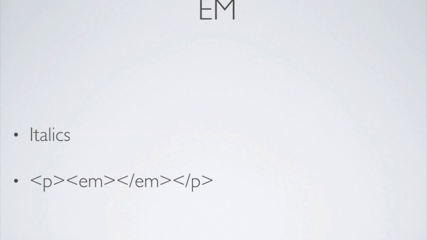Next up is emphasis. Emphasis is called with EM, and it makes things italic. It still goes inside the paragraph tag, and its syntax is open angle bracket EM close angle bracket and then content, and then the same thing with the / to close it.